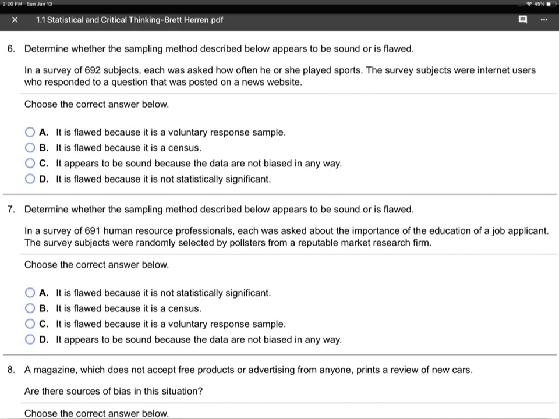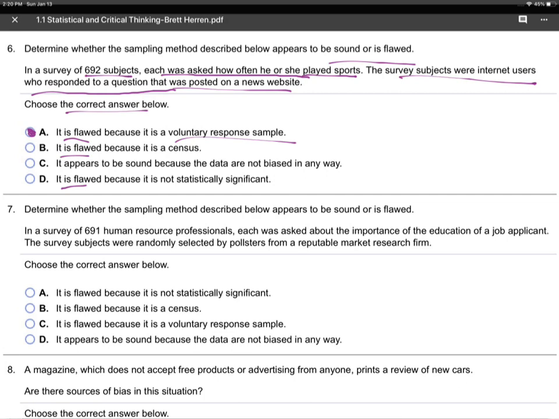All right. 6, determine whether the sampling method is sound or is it flawed. Survey of 692 subjects. Each was asked how often he or she played sports. The survey subjects were internet users who responded to a question that was posed on a news website. So what do you think? Flawed. And why is it flawed? Because it's voluntary. There it is again. It's just one answer, that it's voluntary. They just keep beating that same drum, right?